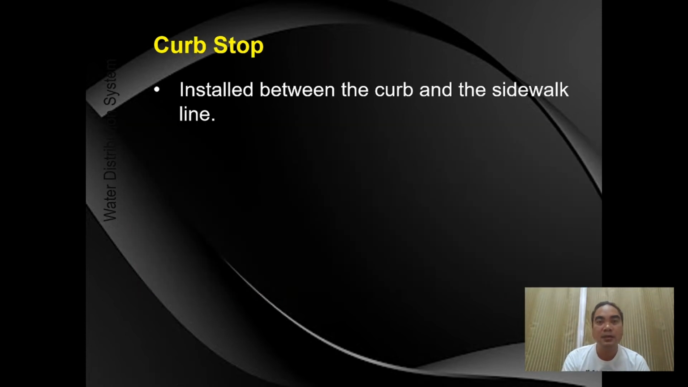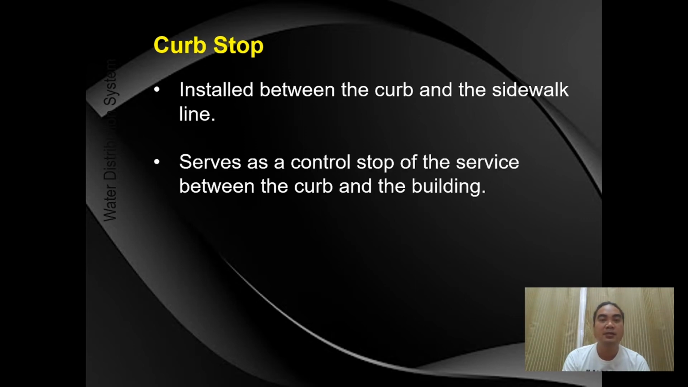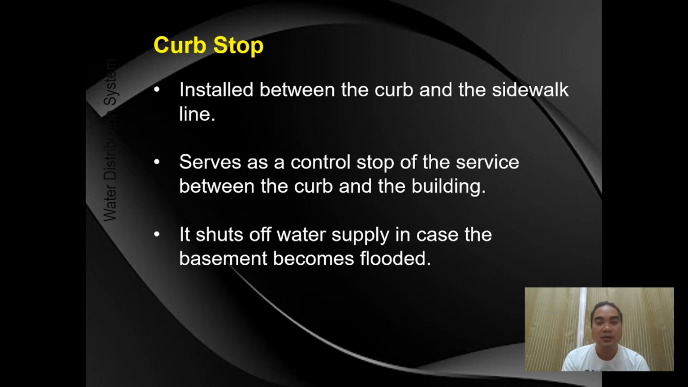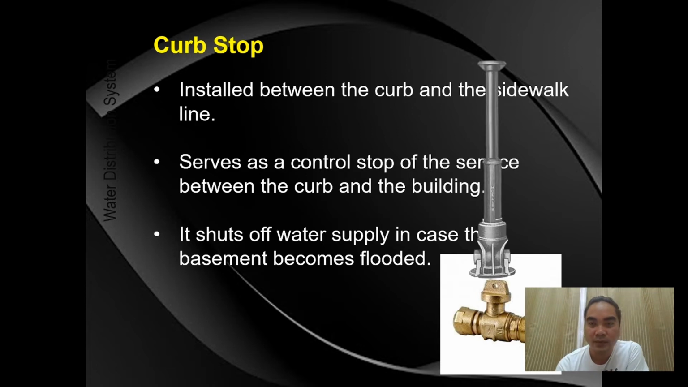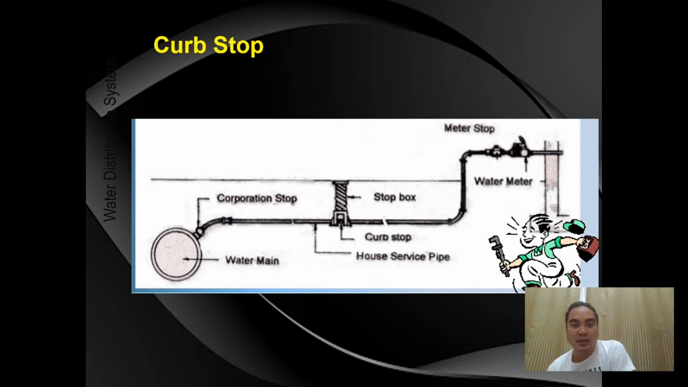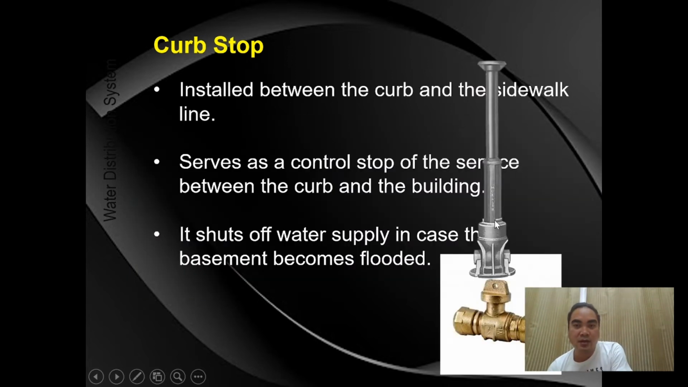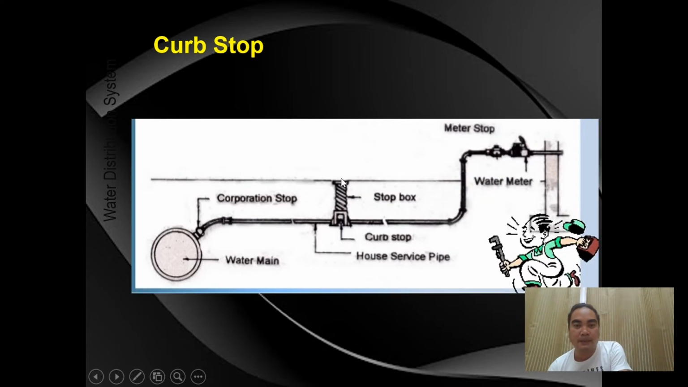Curb stop, installed between the curb and the sidewalk line. It serves as a control stop of the service between the curb and the building. It shuts off the water supply in case the basement becomes flooded. This is the curb stop, and this is the stop box. You access it here. You can see this rod, which is used to control the closing and opening of the curb stop. It's in this area.